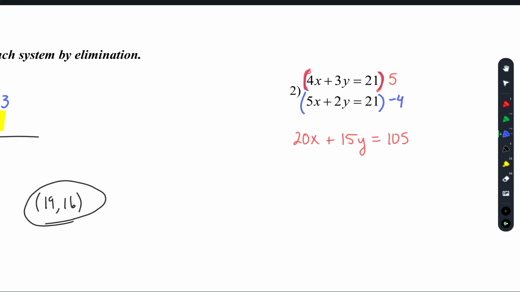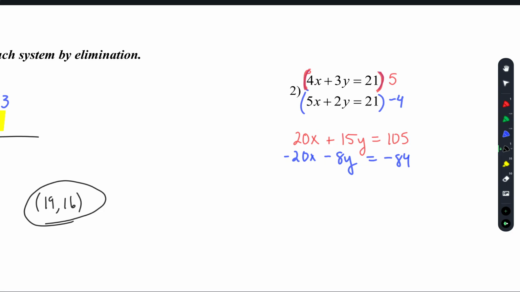Okay. Now I'm going to do the other one, -4 times 5. Again, this was the whole point. The rest is just multiply whatever they are. So then I'm going to write minus 8y equals -84. These numbers are scary, but it's fine.